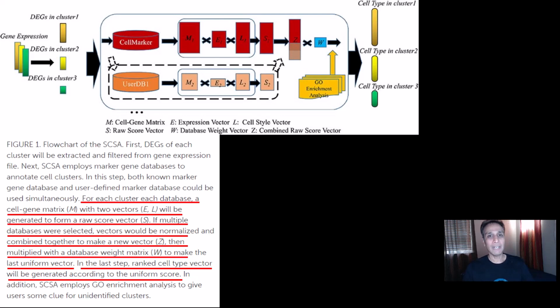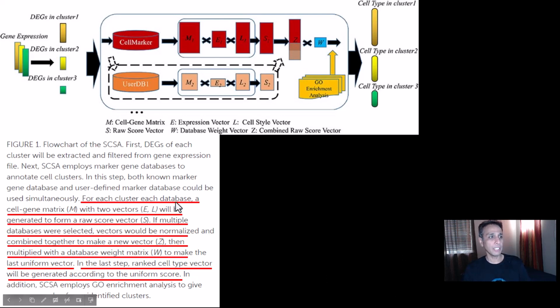So on the left-hand side, as you see, when we start our journey, you have your gene expression data, and then you extract your differentially expressed genes from this gene expression, and then you have clusters where each cluster represents a different cell type, right? So that's our assumption. So for each cluster, in each of your databases, a cell gene matrix. Let me use my mouse here so you can follow what I'm reading.